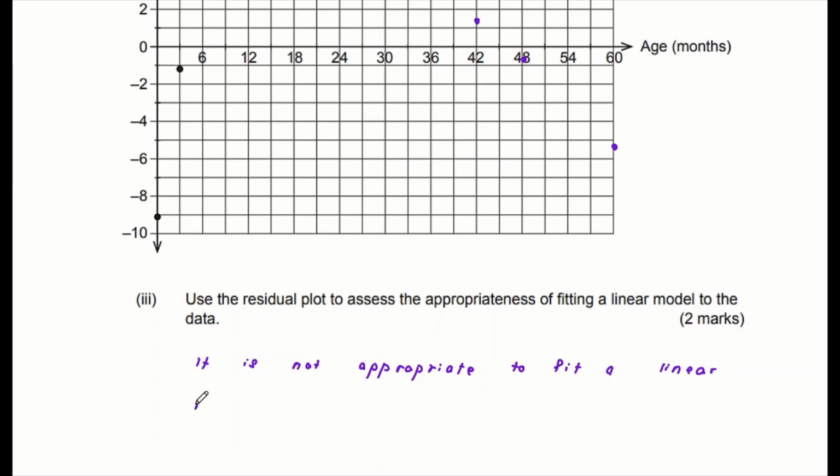Okay, then you need to justify, right? So, as there is a pattern shown in the residual plot. Alright, so that's the answer for 3. Okay, so that's it for this question. Now let's look at the last question.